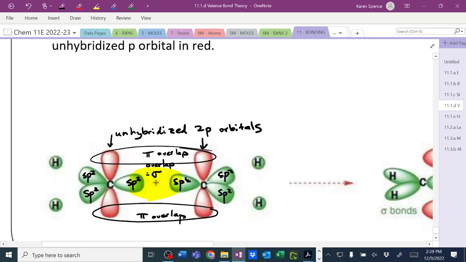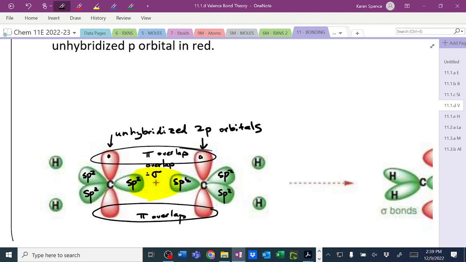The 2p orbitals are what? There's only one 2p orbital unhybridized in each of them, yes. Yes, they have electrons in them. There's one electron in this one. They have a single electron. So they pair up so that they have 2 electrons.